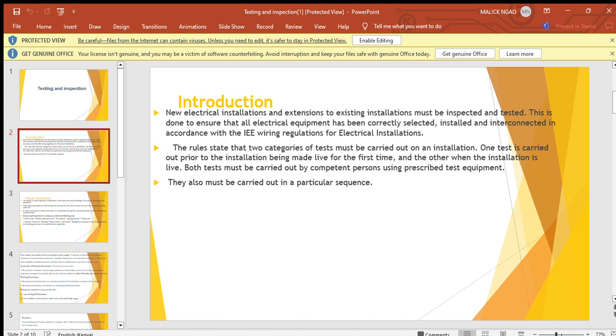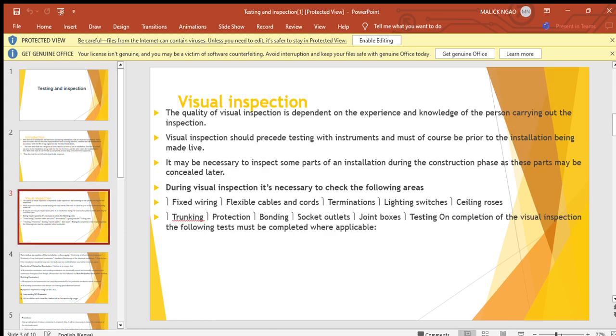And I'll start with the introduction, whereby we say new electrical installations and extensions to existing installations must be inspected and tested. This is normal, or rather mandatory. Once you are done with the installation, you have to inspect or test whatever you've done. And first, we have the type of inspection that is visual inspection.